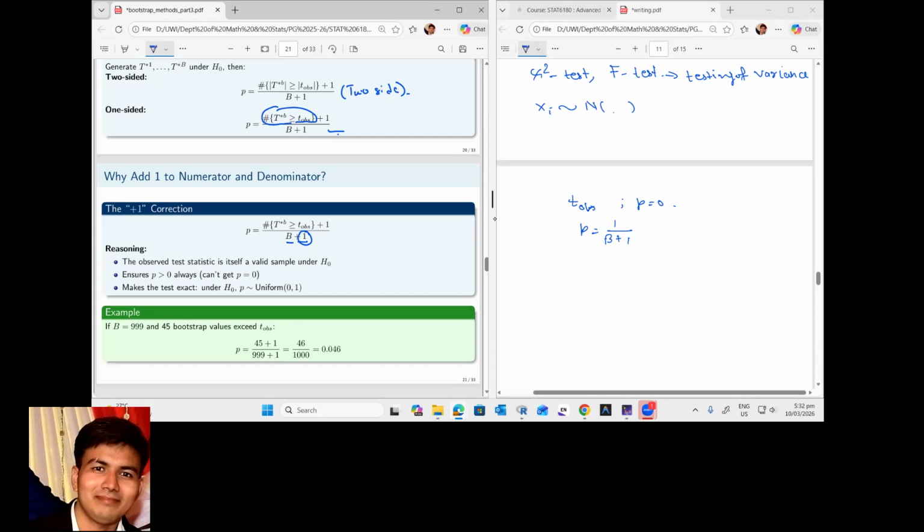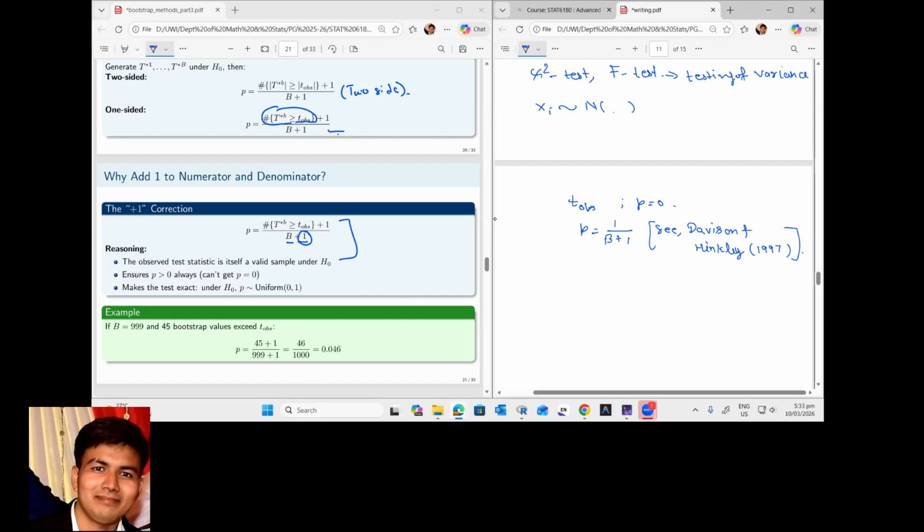So why we are doing this, for further reading, you can see the research paper of Davison and Hinkley, 1997. This research paper you can see for further information.